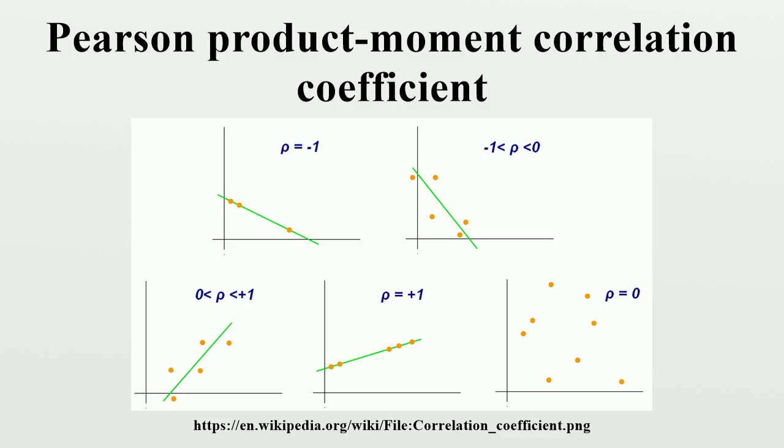For a population, Pearson's correlation coefficient is commonly represented by the Greek letter ρ and may be referred to as the population correlation coefficient or the population Pearson correlation coefficient. The formula for ρ is given in terms of the covariance and the standard deviation.